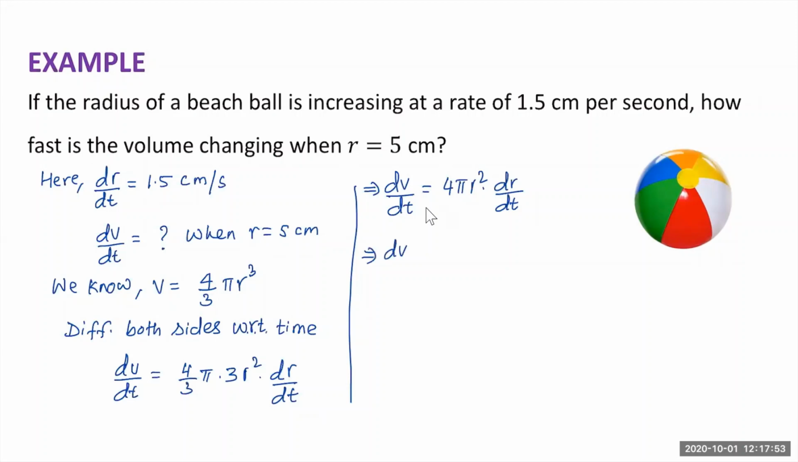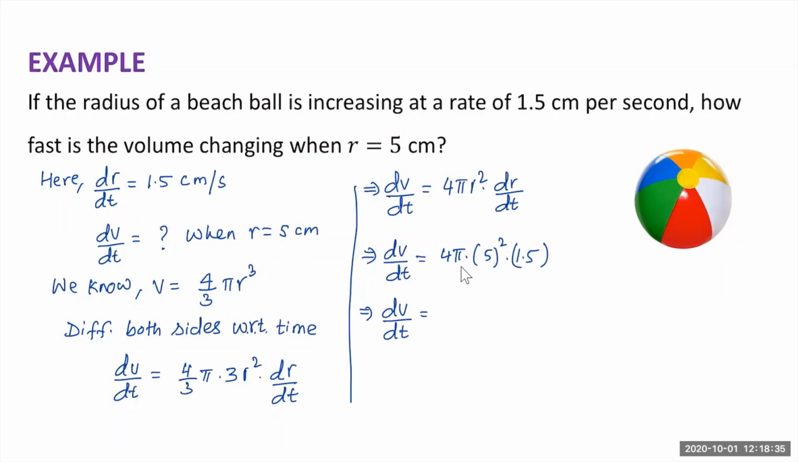So the change in volume with respect to time is equal to 4 pi multiplied by the radius squared. We are calculating this change when the radius is 5. So 5 squared multiplied by the change in radius with respect to time, which is 1.5. If we simplify this, dV over dt is equal to, if you look at the screen, 5 squared is 25. 25 times 4 is 100. 100 multiplied by 1.5 is 150 pi.